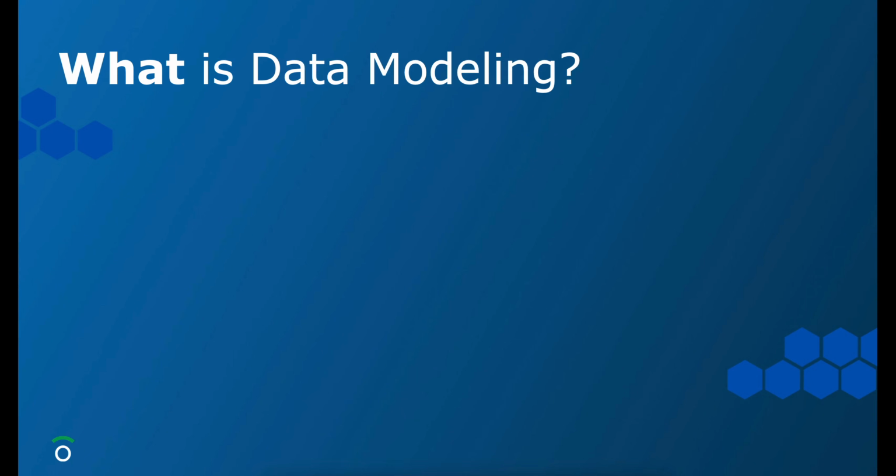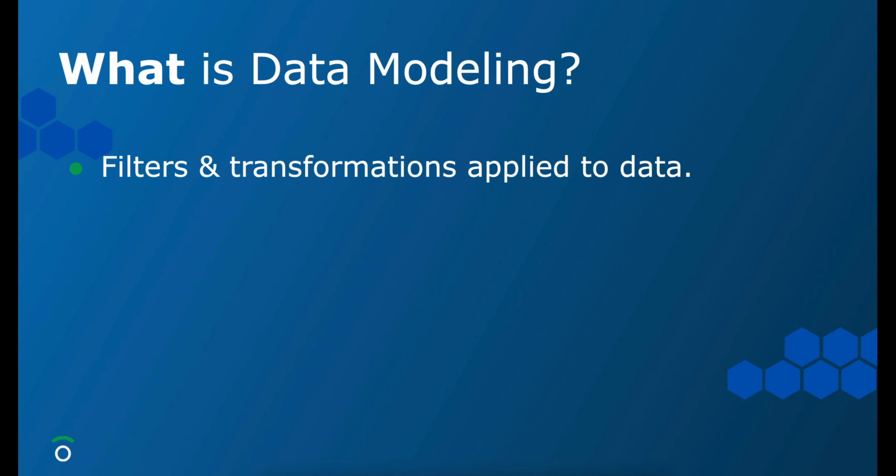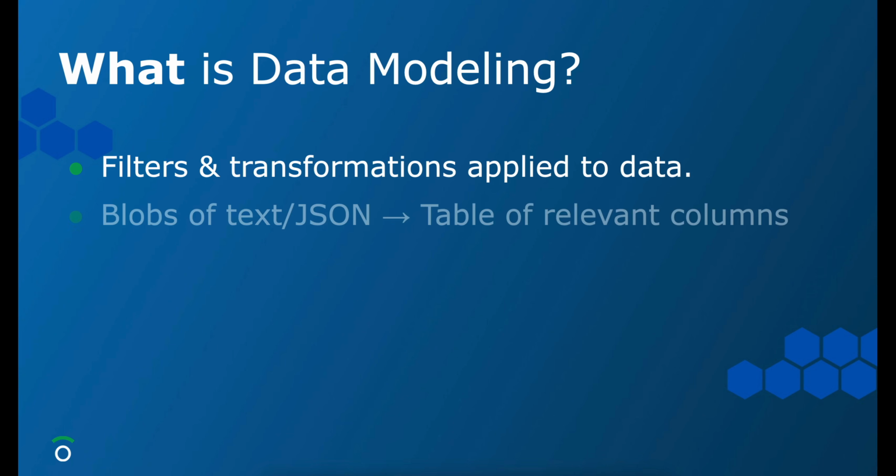So what is data modeling? Data modeling is simply a set of filters and/or transformations applied to the data, resulting in a new curated view of that data. And this is simply taking blobs of text or JSON or CSV data, however it's being sent into Observe, and then transforming it into a table of relevant columns.